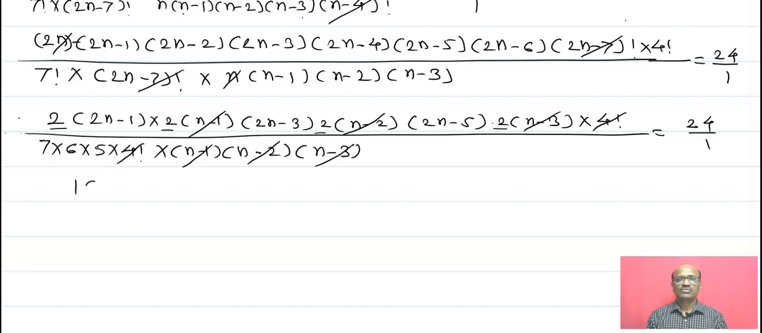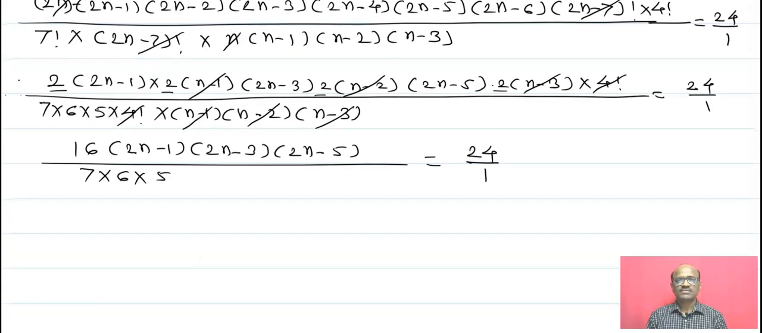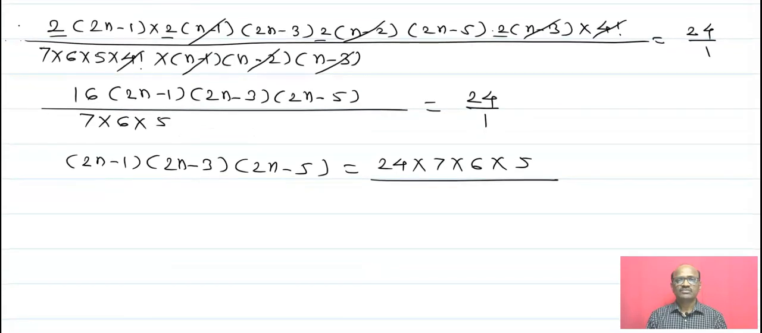Therefore 2 into 2 into 2 into 2, that is 2 four times, that is 16 in bracket 2n minus 1 into 2n minus 3 into 2n minus 5 upon 7 into 6 into 5 is equal to 24 upon 1. That is 2n minus 1 into 2n minus 3 into 2n minus 5 is equal to 24 into 7 into 6 into 5 upon 16.